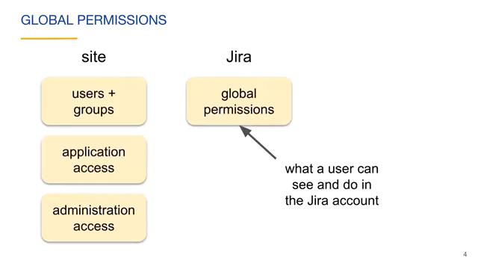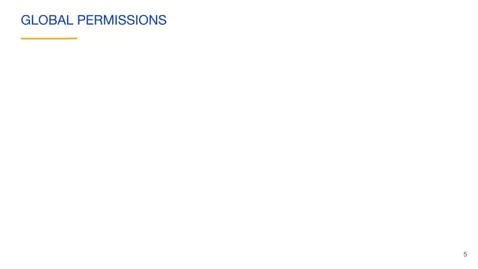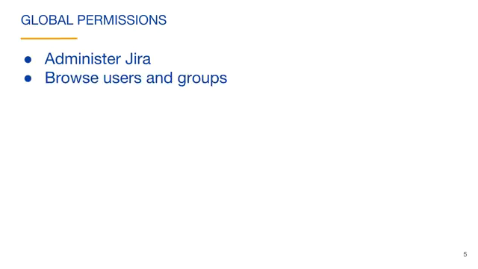Now we will move to the Jira application level of the interface. We will discuss Jira's global permissions, which define what a user can see and do in the Jira account. There are 6 Jira global permissions. Administer Jira allows users to create and administer projects and perform most administration tasks except for managing users, importing and exporting data, and editing system email settings.